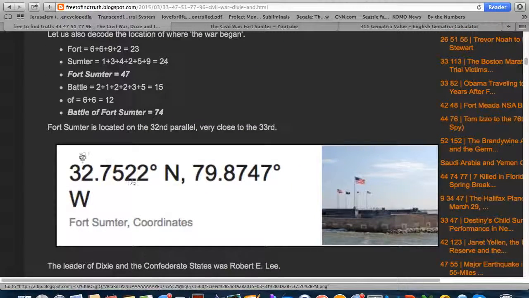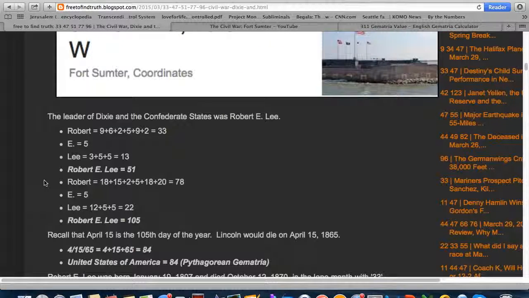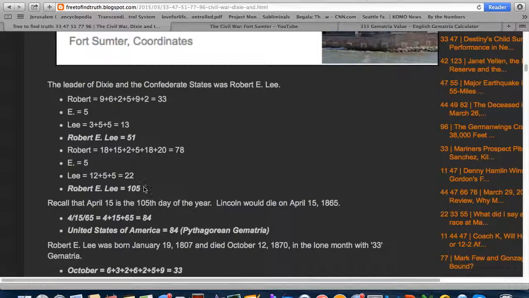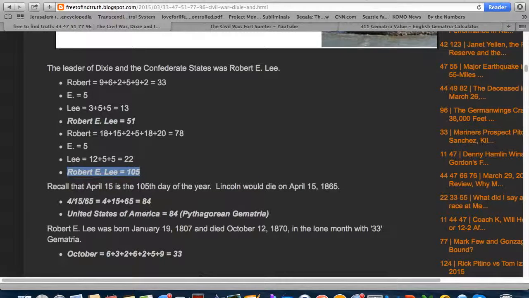Here's the coordinates of Fort Sumter on the 32nd parallel, what we could call the American parallel, not far from the 33rd. Recall that the word murder equals 79. In this case, the only thing murdered was a cow, if history has it correct. What else I want to point out is that Robert E. Lee with simple English gematria sums to 105. This is interesting because the 105th day of the year is April 15th, the date Lincoln died on, 4/15/65, after the war. The Confederate States were created once Lincoln was elected. United States of America with Pythagorean gematria sums to 84.